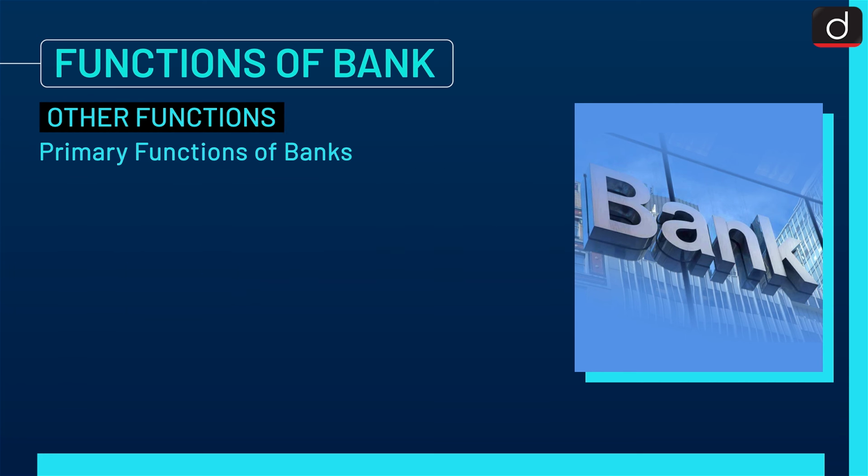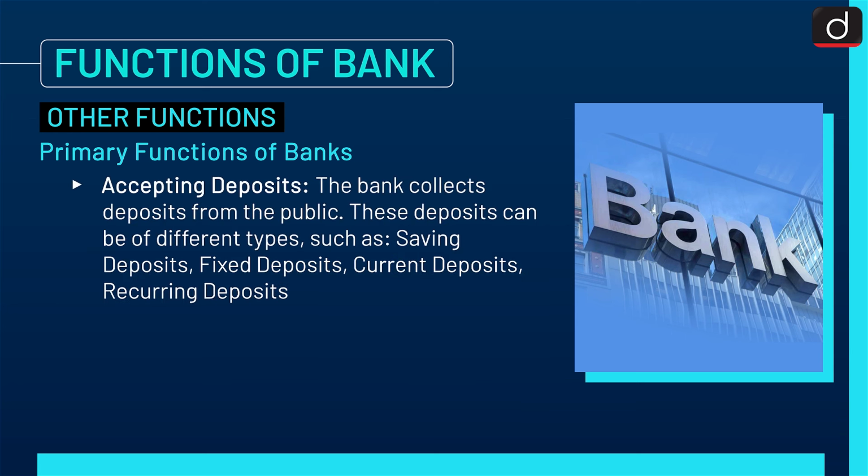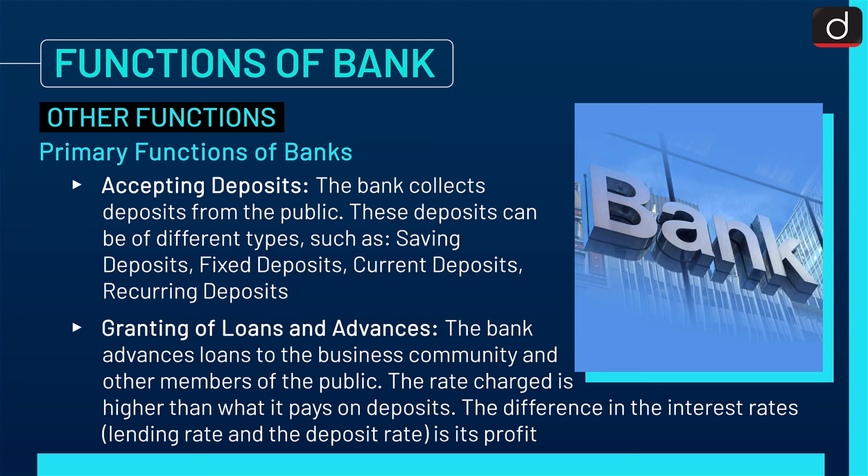Primary functions of the banks include accepting deposits. The bank collects deposits from the public. These deposits can be of different types such as saving deposits, fixed deposits, current deposits, recurring deposits. Granting of loans and advances. The bank advances loans to the business community and other members of the public. The rate charged is higher than what it pays on deposits. The difference in the interest rates, that is the lending rate and the deposit rate, is its profit.